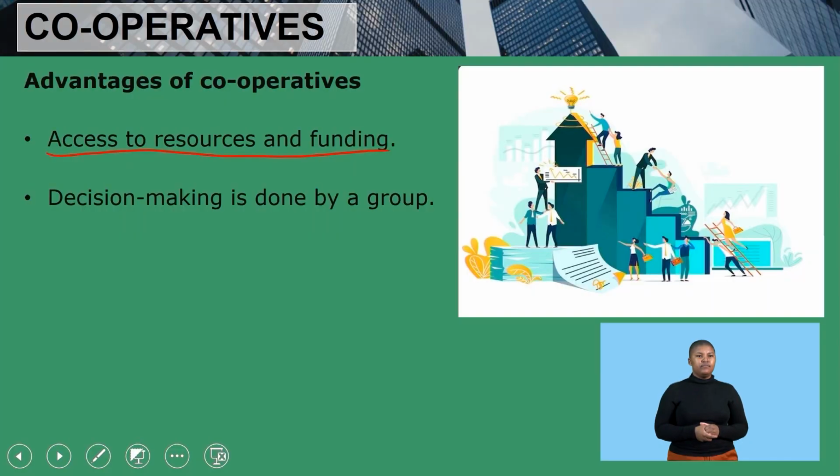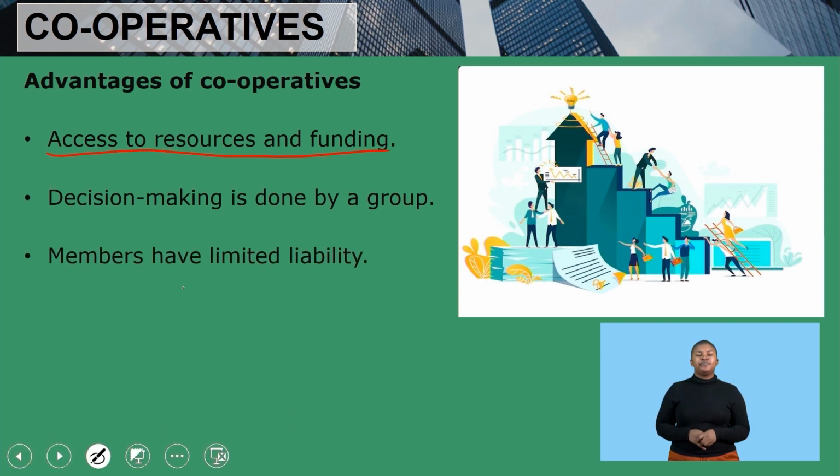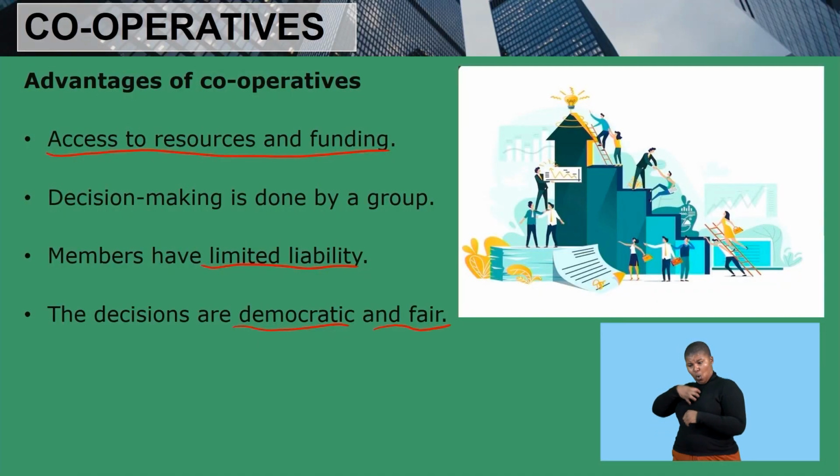Decision making is done by a group. So another advantage is that you don't get to make a decision alone, but you take a decision collectively as a group of members. Members have limited liability, meaning personal assets of members cannot be seized to pay for the debts of the cooperative. The decisions are democratic and fair because everybody takes part in decision making. Hence, the decisions are democratic because everybody is involved, and they are also fair.